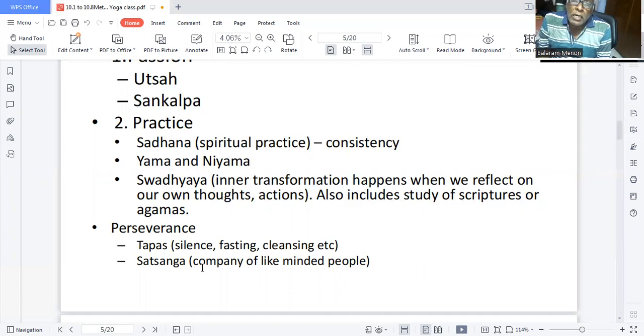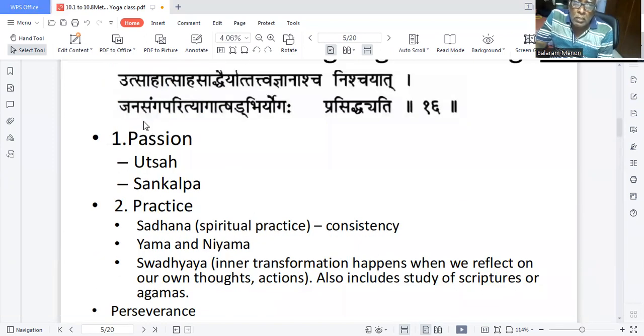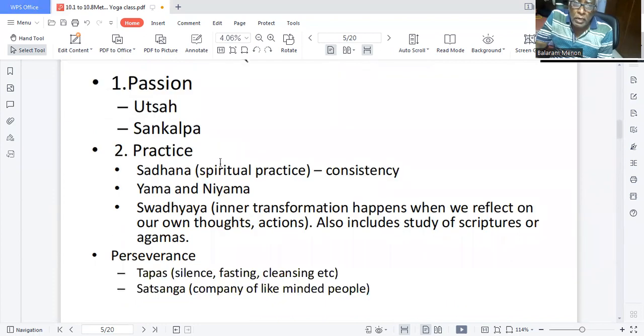That is what is mentioned in the Hatha Yoga Pradipika. Please note, no asanas are mentioned in this note, but only 3 or 4 definitions of asanas are mentioned in the Patanjali Yoga Sutra, whereas the Hatha Yoga Pradipika mentions different types of asanas. This difference you should always note down. Perseverance, tapas, silent fasting and cleansing, etc. Satsanga, that is satsang. Janasanga parityaga.